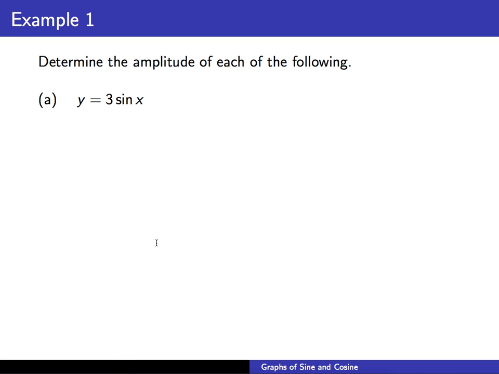So for example 1, we're going to look at the amplitude of each of the following. So we have 3 times the sine of x for example 1a. So if we look at what we have in front, we have a 3. So taking the absolute value of 3, it gives us 3. So in other words, we took our sine graph and stretched it vertically by a factor of 3. So now all points are 3 times as far away from the x-axis as they were before.